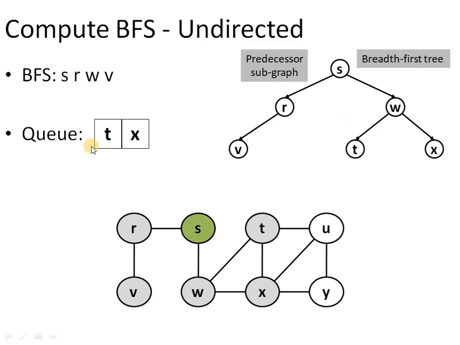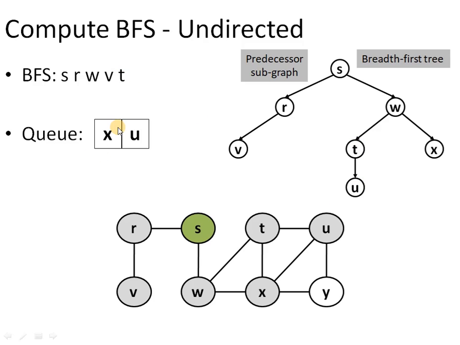Next, T will be DQ'd, and adjacent to T we have two vertices X, U, and the third one is W. Out of these three, W and X are already explored. So U will be NQ'd, and accordingly the breadth first tree will also be updated. So next, T is DQ'd and we have NQ'd U, and we have reached U via T. So U will be added as child of T.